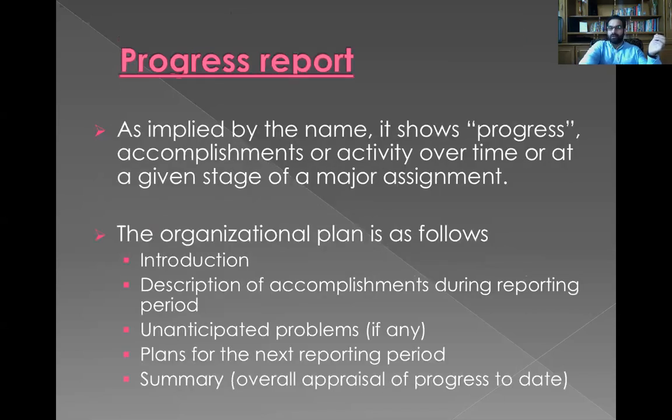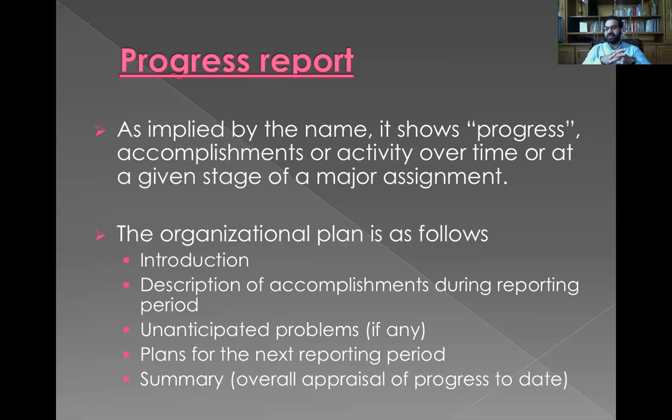Moving on to the progress report. Students understand this well from their schools and colleges. Take that example: your progress test, maybe your midterm, then your second progress, then your send-ups, and then the final term, maybe on campus or with Cambridge or any board. So this is a progress report. As implied by the name, it shows progress, accomplishments, or activity over time, or at a given stage of a major assignment, and it is periodic. It goes in periods, for example quarterly or term-wise, so it depends.